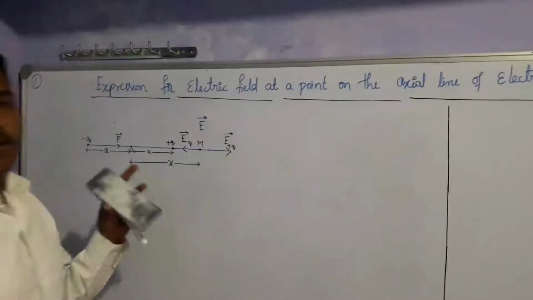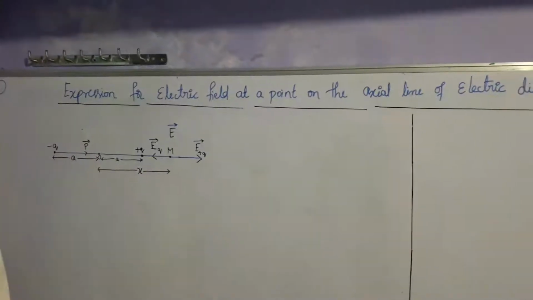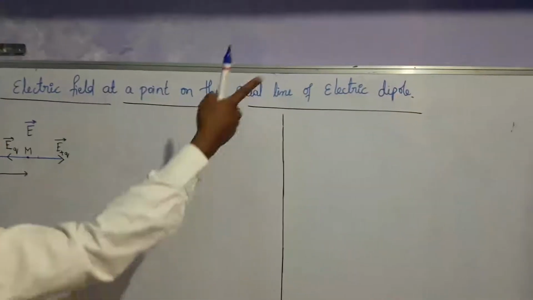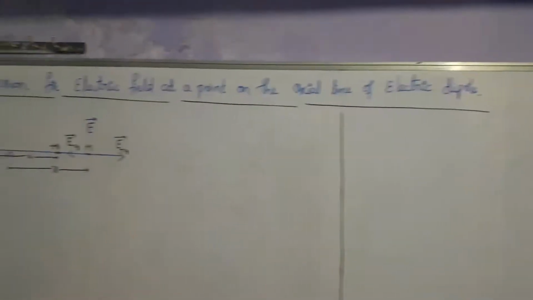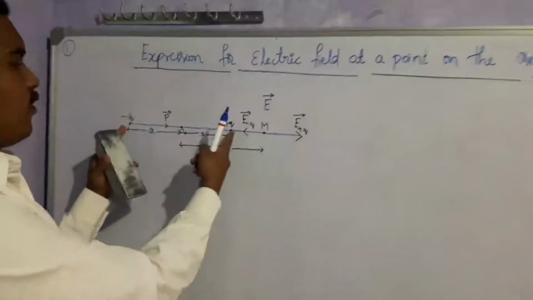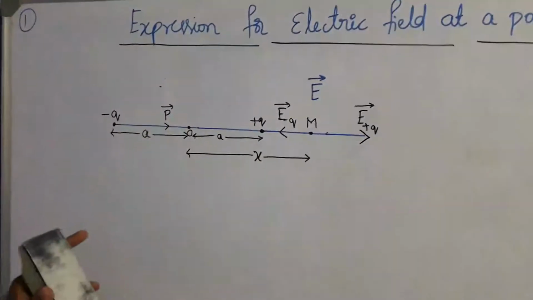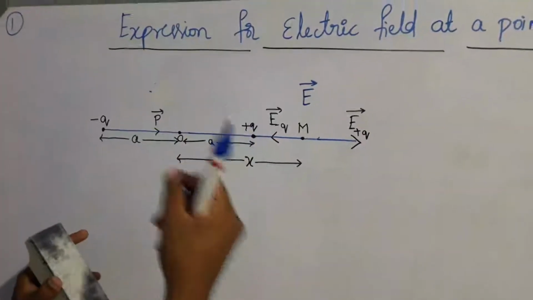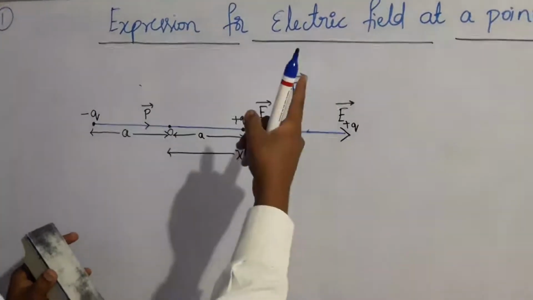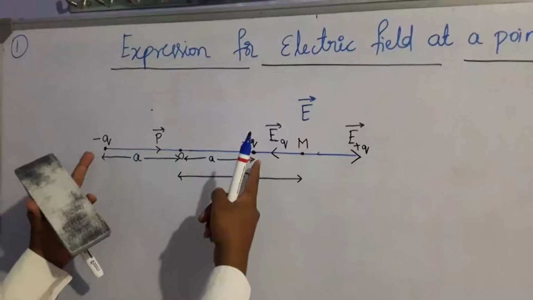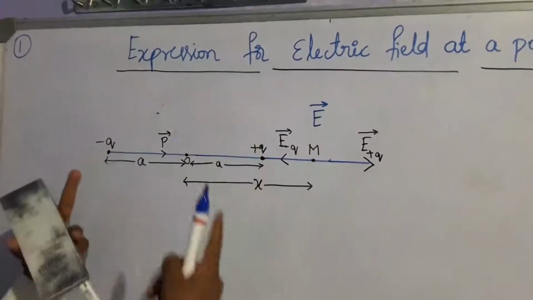Now, in the next concept, we are going to derive the expression for the electric field at a point on the axial line of an electric dipole. Now see here, this minus q and plus q is an electric dipole, right? We are going to find the electric field at a point on the axial line. Axial line means the line joining minus q to plus q.